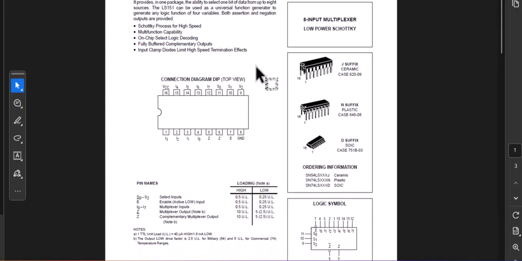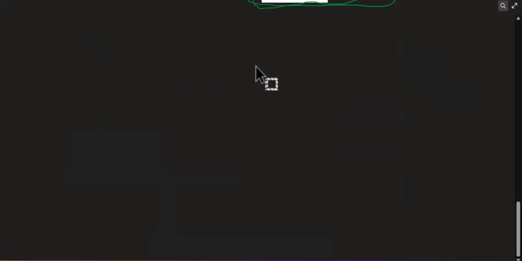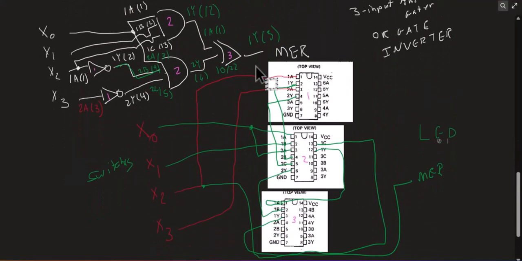One thing I did not show on this that I should have shown is that, of course, you need to connect ground to ground on all of these and VCC to high voltage. So on each of these chips, pin 14 needs to be connected to high voltage, and ground needs to be connected to ground. So make sure you do that, even though I didn't show it.